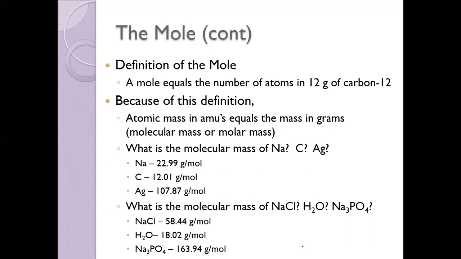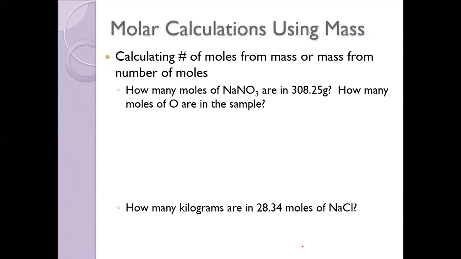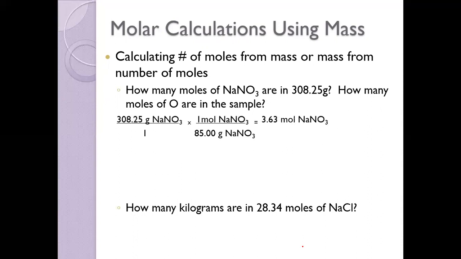Now, that molar mass that we get from the periodic table, we can use that as a conversion factor as well, because it is grams per 1 mole. So if I have sodium nitrate, it says how many moles of sodium nitrate are in 308.25 grams. So if I start with the number that they give me, 308.25 grams, put that over 1. Again, I've got grams of sodium nitrate up here, means I need grams of sodium nitrate down here. So I can use my molar mass as this conversion factor.